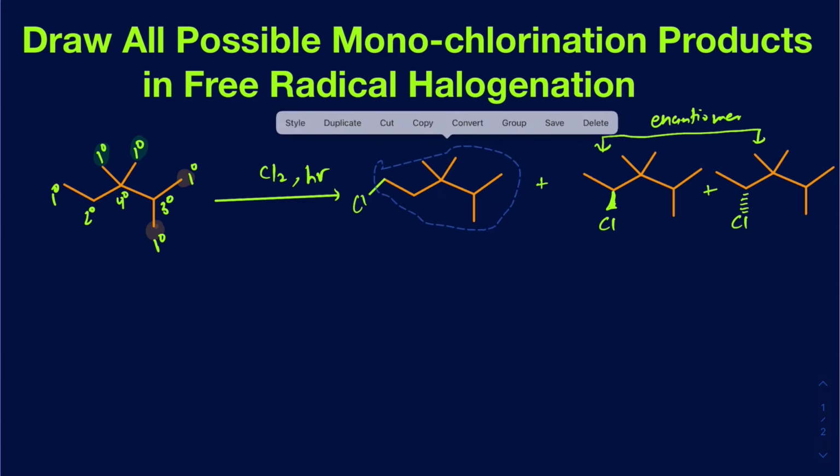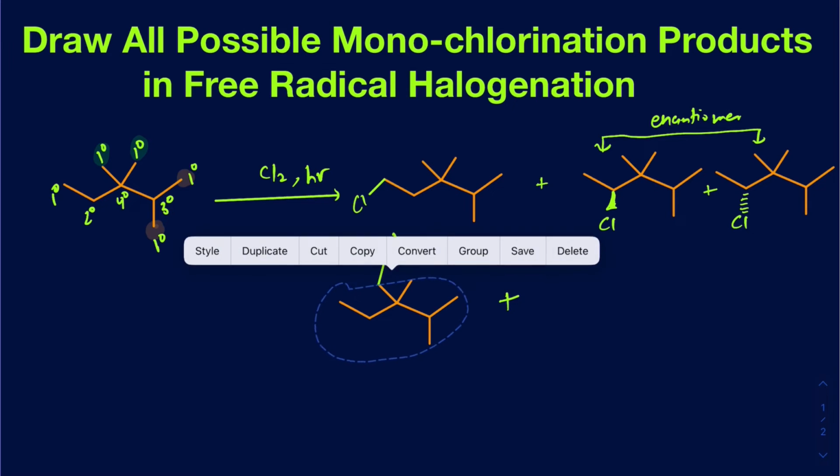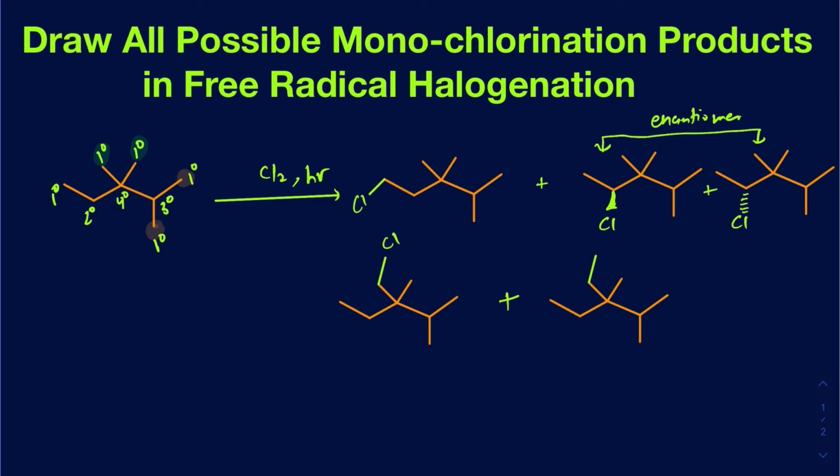So I'm just going to copy this down right there. So I could go ahead and have a chlorine here. So that's not chiral, so I don't have to worry about drawing another stereoisomer of that. So that's that. And then what else we got? We could also have a chlorine right here. So when we put the chlorine right there, let me just copy that down here. That would be looking like this. That's not a chiral center, so I don't have to worry about drawing the stereoisomer of that.